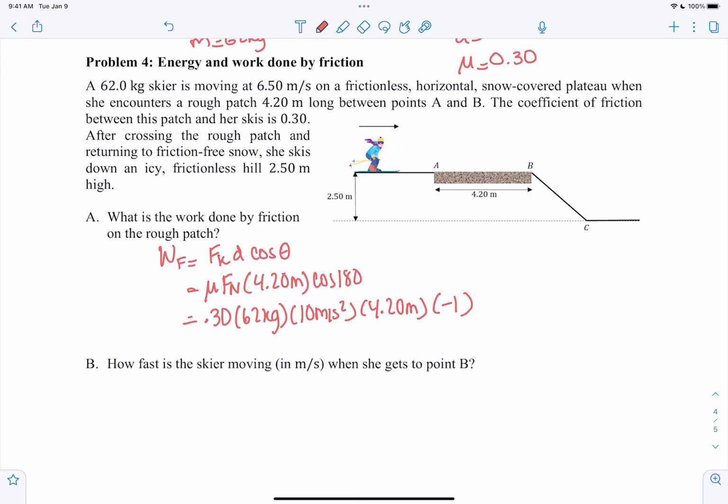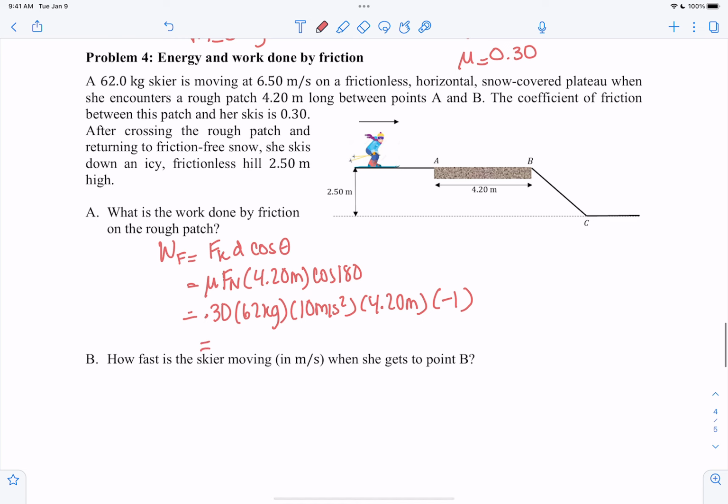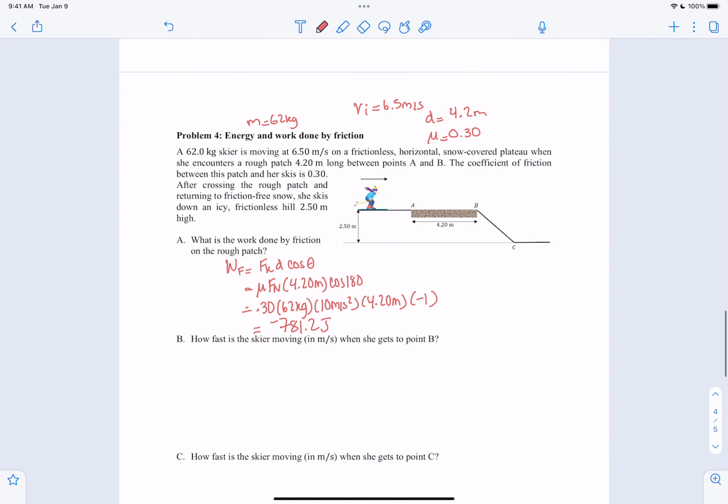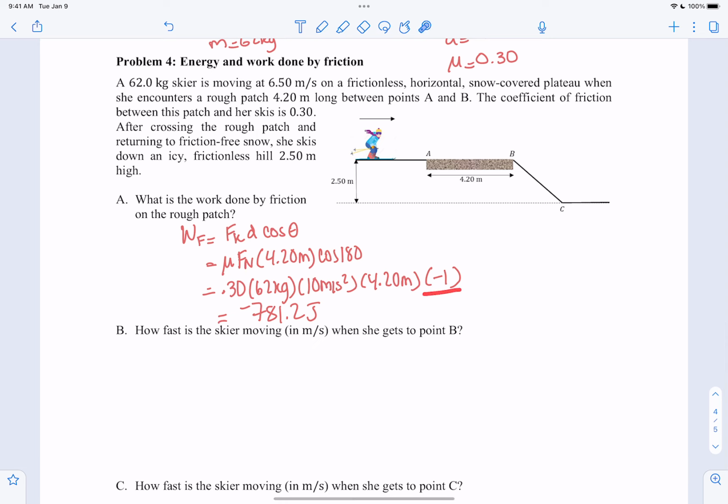But yeah, actually, let me double check just to be sure. 0.3 times 62 times 10 times 4.2. I got around -781.2 joules. Yep, done the work. But yeah, that's negative because of the cosine 180 there.